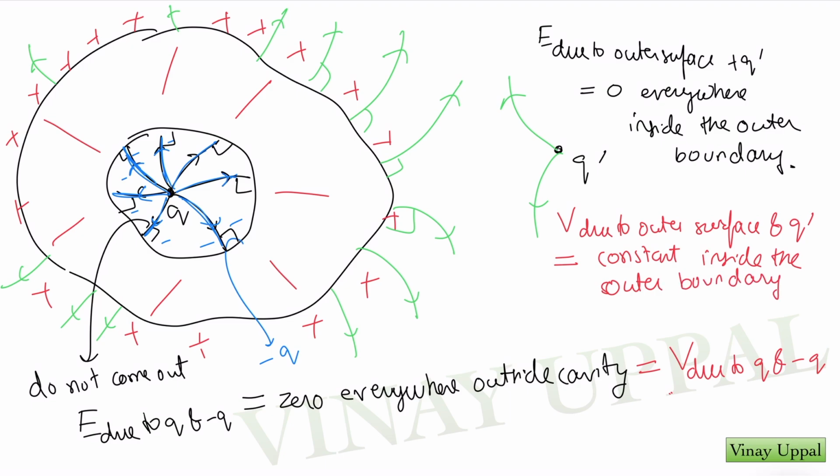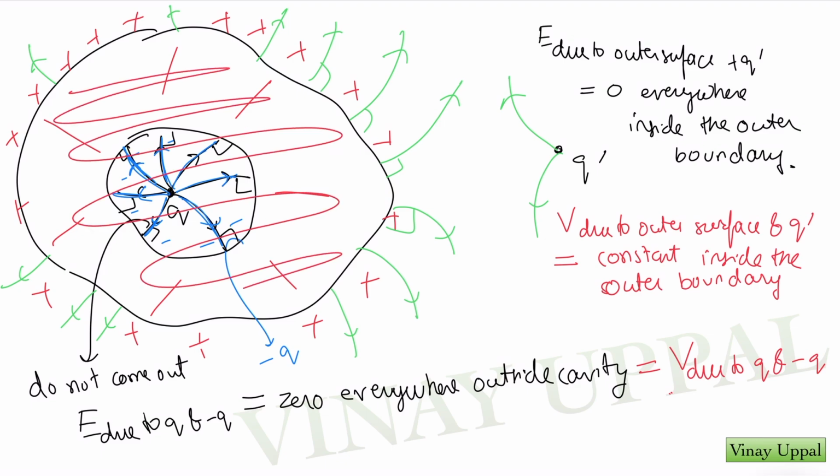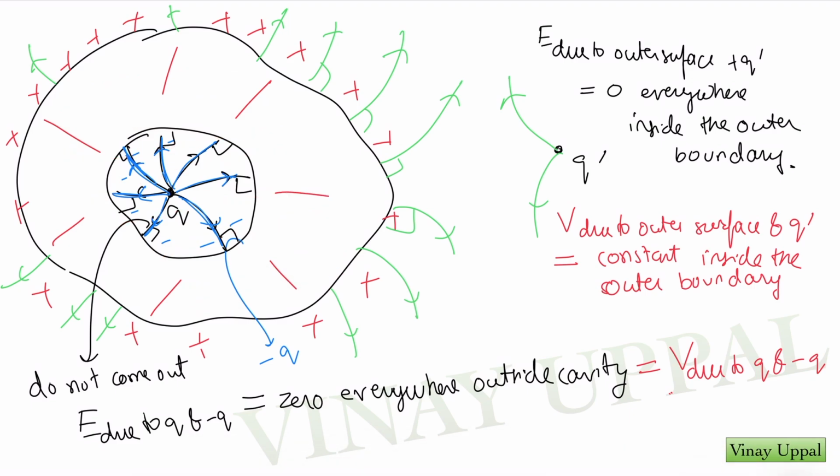However, we can't talk about the value of the constant, unlike in the case of Q and minus Q. In the case of Q and minus Q, at infinity we knew the potential there is 0. So everywhere the potential will be 0 outside the cavity. Here, infinity is not part of the region. The region is inside the outer boundary. So here the value of the constant will depend on the actual physical situation: how much charge is there on the conductor, where is the cavity located. So we'll look at a couple of examples on how to calculate that potential.